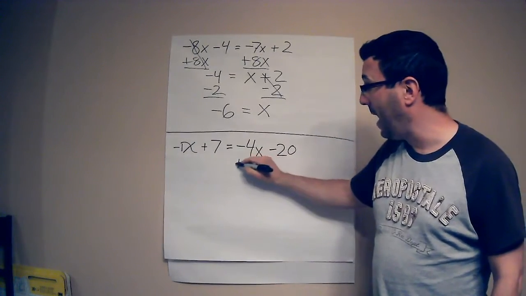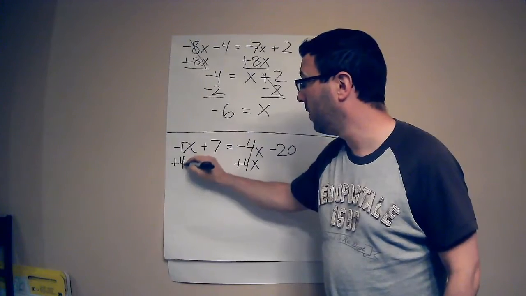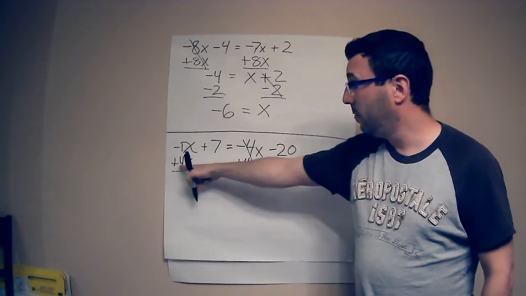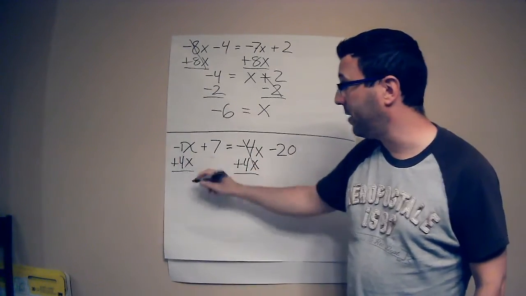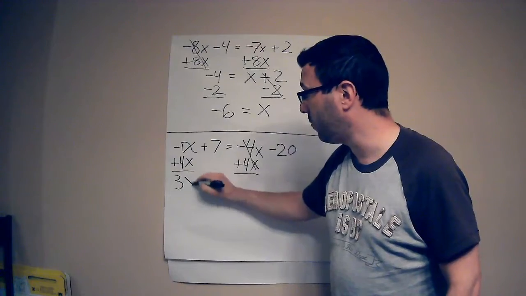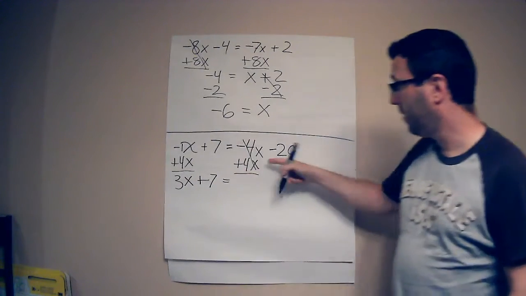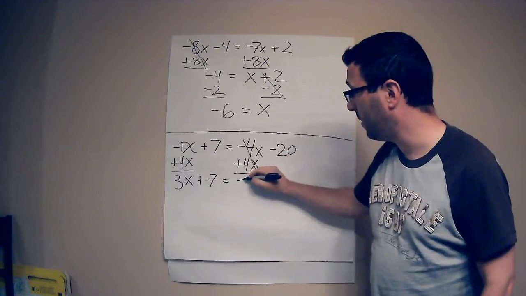So I'm going to add 4x to both sides. More positive, so my answer is going to be positive. 4 minus 1 is 3x. Bring down the plus 7. That's already canceled out. Negative 20.